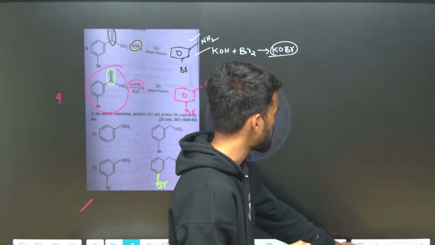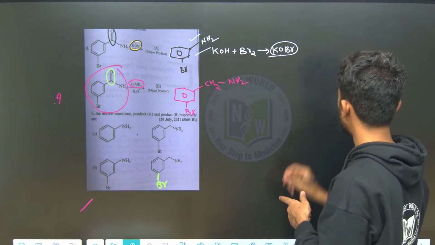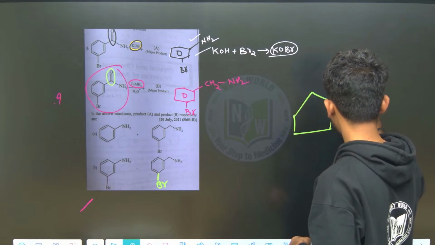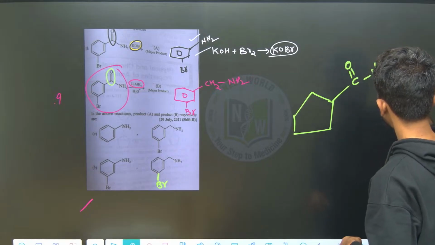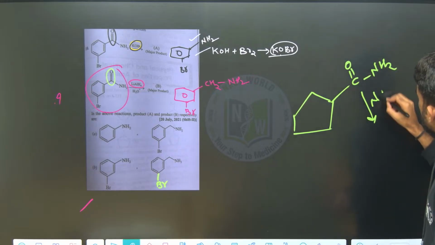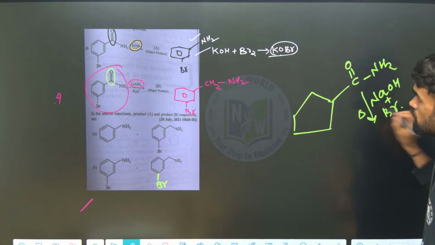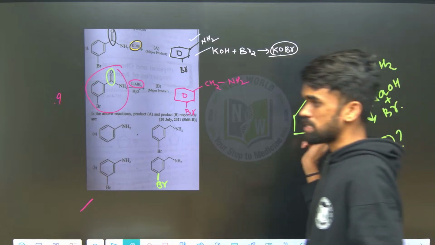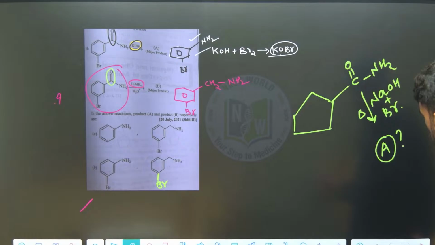For practice purposes I am giving you one question, tell me what the answer is. Here NH2, treat this with NaOH plus Br2, heating. So what is the product formed here? What is this product A in this reaction? Tell me in the comment box based on your understanding. Next, let me move forward with one more reaction.